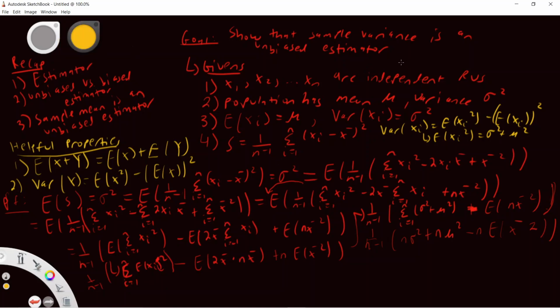So we have that the variance of x bar is the expectation of x bar squared minus the expectation of x bar whole squared. So what is the variance of x bar? Think about x bar as just x sub 1 plus x sub 2 all the way to x sub n, over n. So in this variance, you have a 1 over n multiplying the x sub 1 plus x sub 2 all the way to x sub n summation.